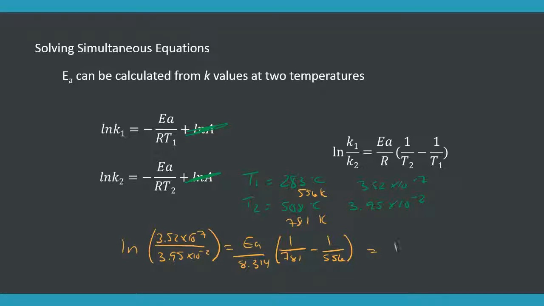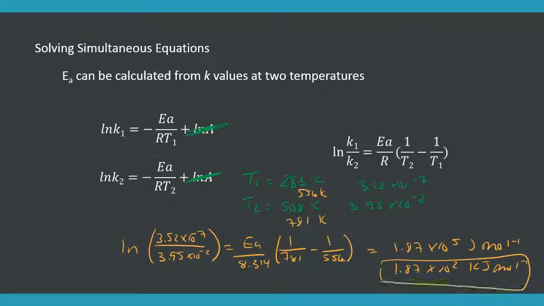And then ultimately, you get 1.87 times 10 to the 5th joules per mole. Then convert it to kilojoules, so that equals 1.87 times 10 to the 2nd kilojoules per mole. And there's your answer. And that is it for 16.2.